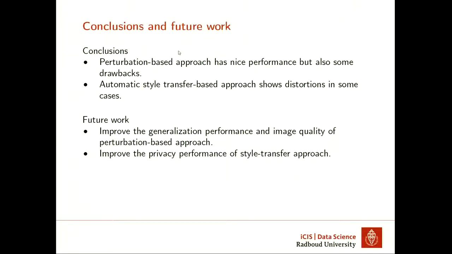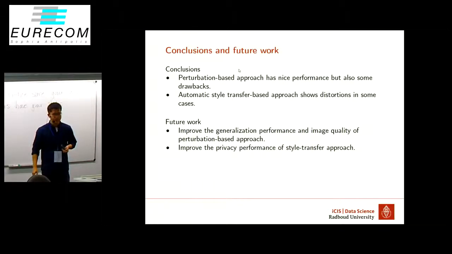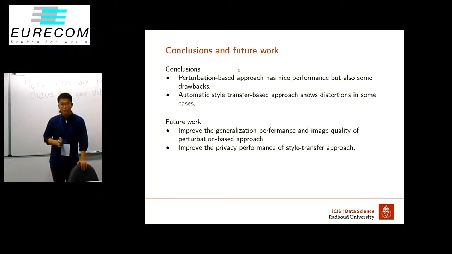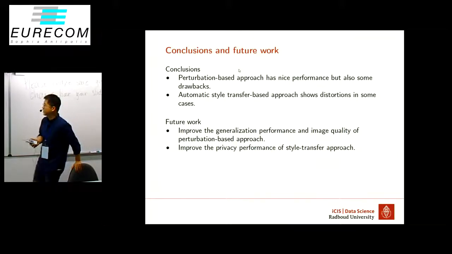This is all of the submissions we have done, and we got some conclusions from it. The first is the perturbation-based approach. If you do it exactly right, you know all the information and you have enough training images, it's a very good approach. But the things I just said are also its drawbacks. If you don't have that, you cannot do it. With the automatic style transfer-based approach, you don't need to know any information about the classifier, but you can still have nice performance for protection.